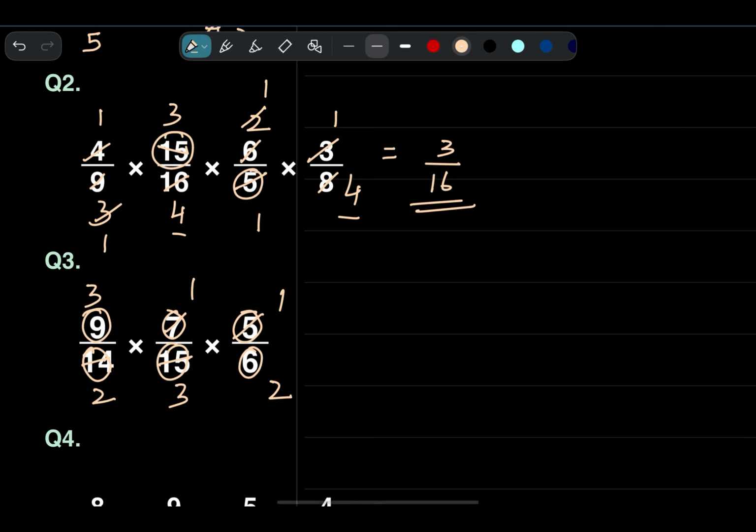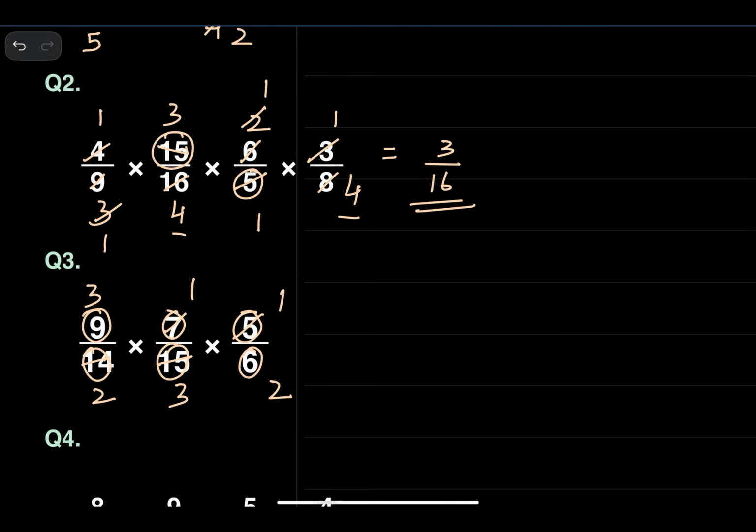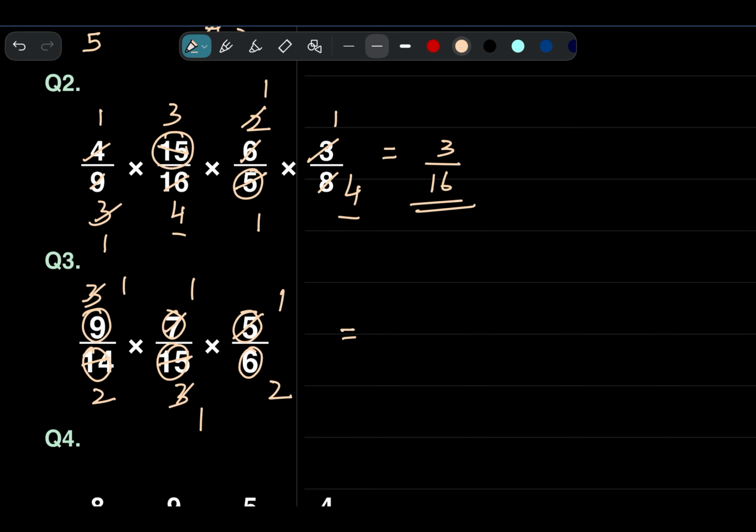Any further cancellation possible? Yes, I have this 3 here and this 3 here. I can cancel both by 3. 3 ones are 3, 3 ones are 3. Now when we know that all have come to 1, there is no further cancellation possible. So the final answer is 1 upon 4.